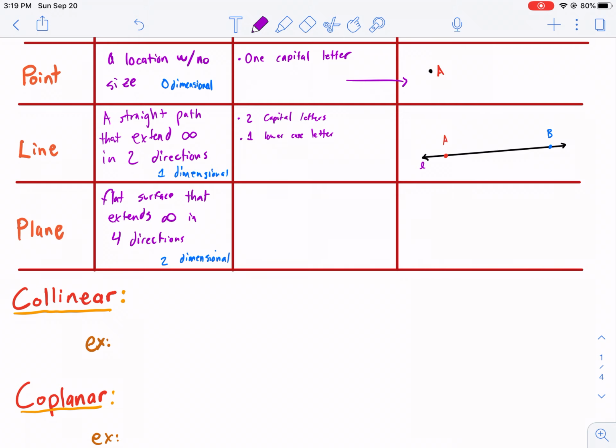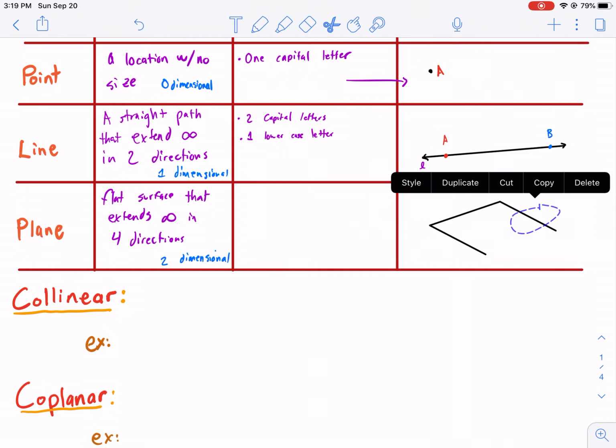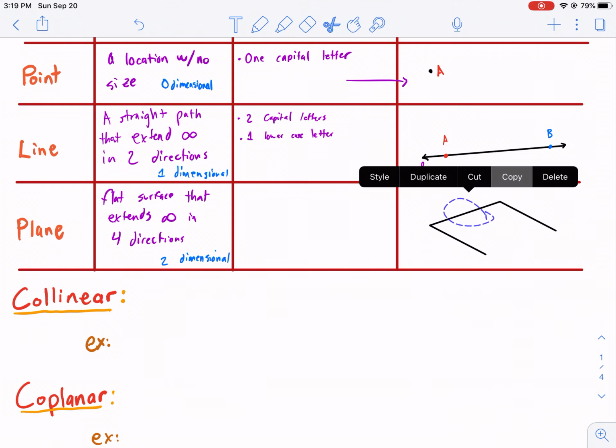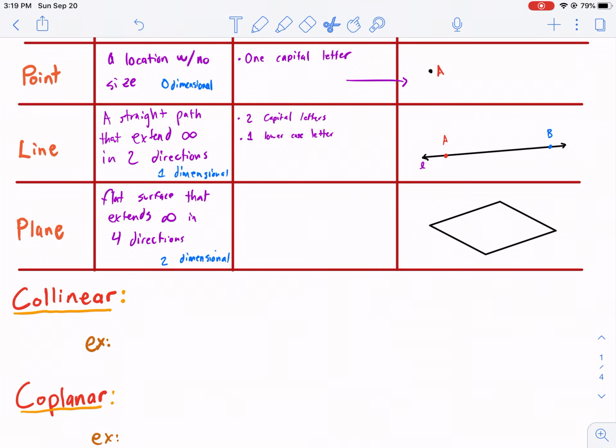Now, how do you label a plane? Well, first we should probably draw a plane. So planes, what do they look like? The best representation that you'll see from most books or diagrams or homework assignments or what have you, they'll look like this. Just to show that it's not a flat piece of paper. Well, it is a flat piece of paper essentially, but it's to show that it can be in any direction.